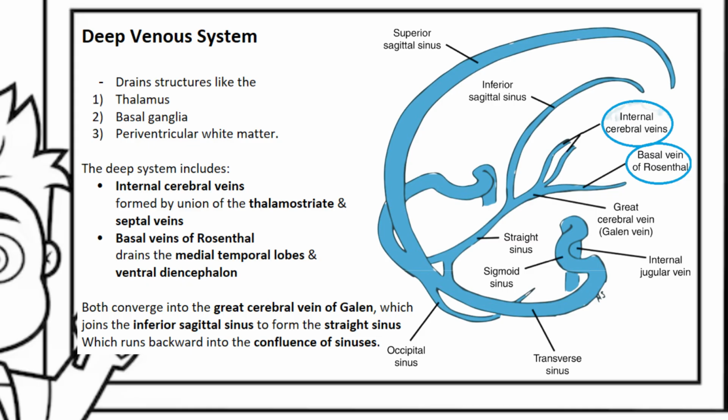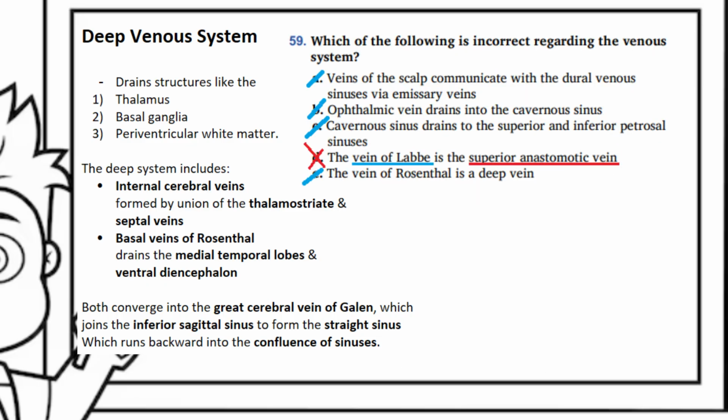All these converge into something we call the great cerebral vein of Galen, which then joins the inferior sagittal sinus to form the straight sinus. This runs backward into the confluence of sinuses where major superficial and deep systems meet. So, option E is correct. The vein of Rosenthal is indeed a deep vein and it drains the base of the forebrain.